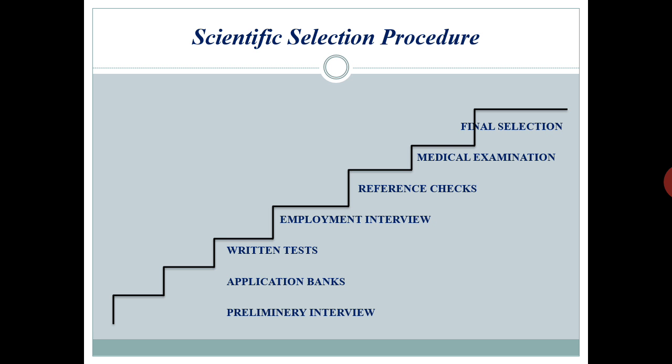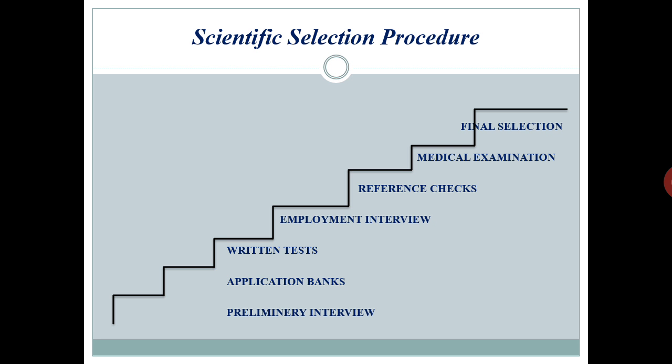Now let's see what the scientific selection process is. The scientific selection process takes place in chronological order, starting from the preliminary interview till the final selection. Let's see the different steps included in the procedure of selection. The first step towards the selection process is the preliminary interview. Preliminary means basic interviews are conducted.